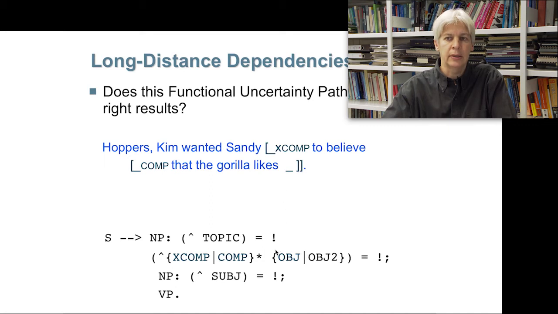So again, we'll take this object option here, and then the object is embedded in a comp, which is again itself embedded in an xcomp. So our long distance dependency path will be xcomp comp object. Okay, and that's what we can get from this one. We can pick this one once, we can pick that one once, and then pick on the object.